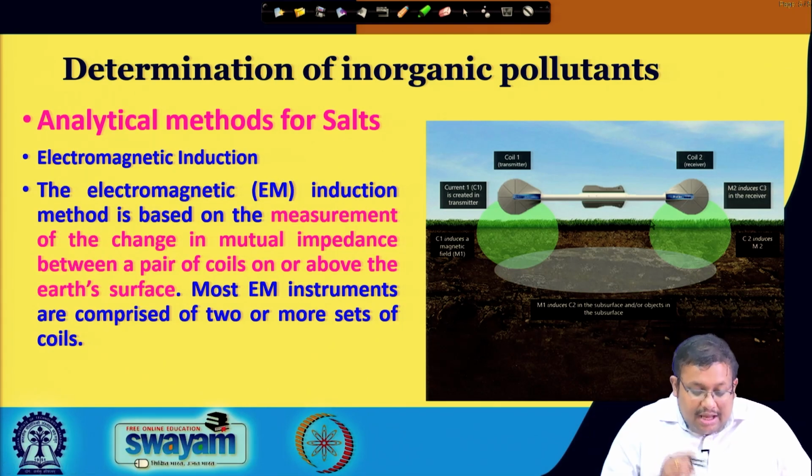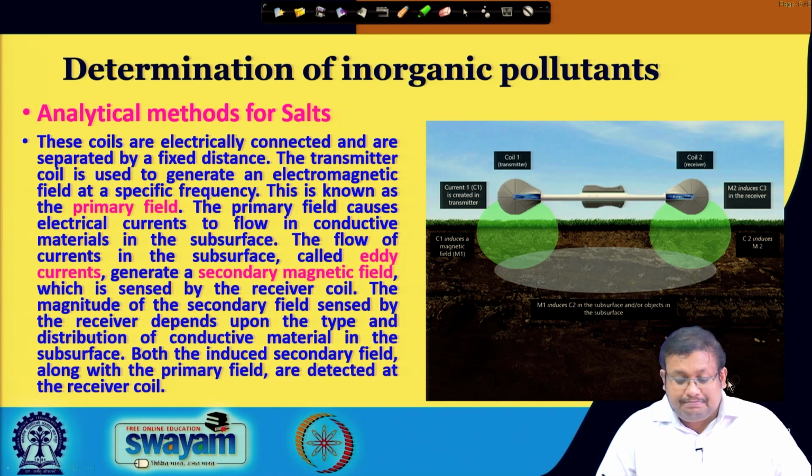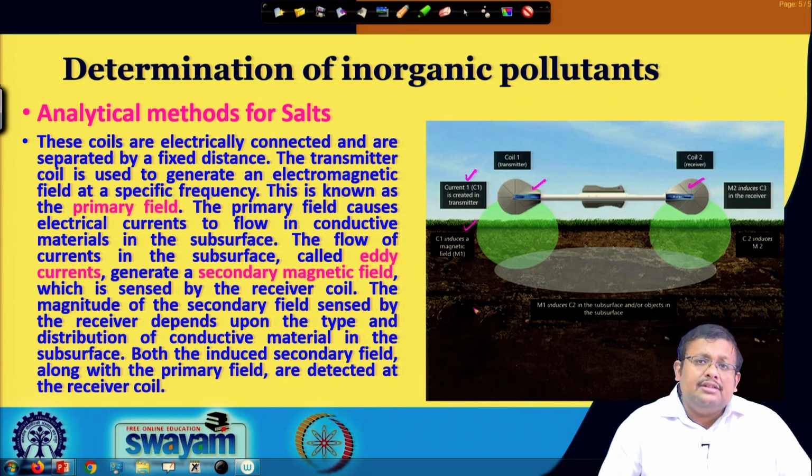How? We will see. Most of the EM instruments are comprised of two or more sets of coils, we can see here. Now, these two coils are electrically connected, as you can see, and they are separated by a fixed distance. Now, this transmitter coil is used to generate an electromagnetic field at a specific frequency. So, basically it first generates a current, we will call it C1, and this current C1 induces a magnetic field. Why does it induce a magnetic field?